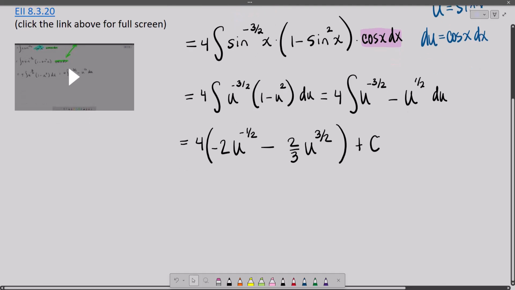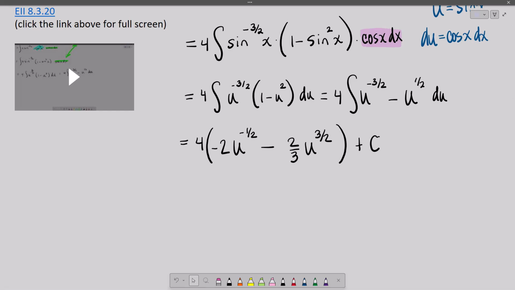And now we just have to replace u with what we let it be. We let u be sine. So, and I'm going to distribute the 4 at the same time. Right now the 4 is only factored out of 2 terms. We've got 3 terms including the c. There's no point in factoring if you're not factoring out of everything. So this is going to be minus 8. And then u to the 1/2, that puts a u to the 1/2 in the denominator.